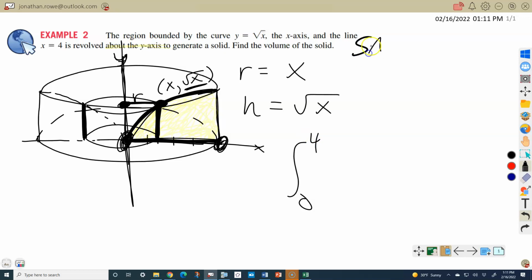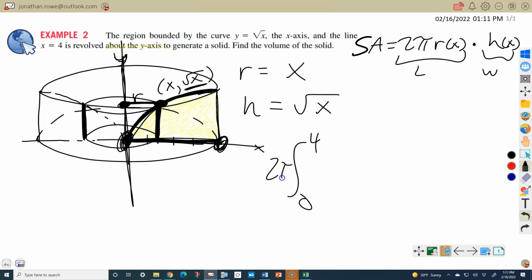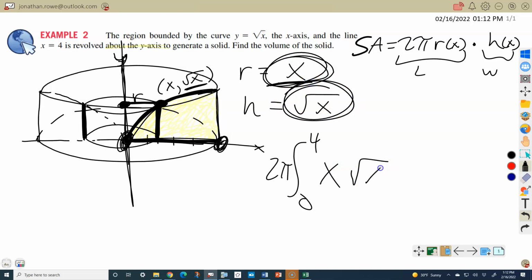Remember the surface area of that cylinder is 2 pi r as a function of x. It's like the length of the rectangle times the height as a function of x. That's like the width of the rectangle. Okay, so I'm going to go ahead and put my 2 pi outside of here, just because I can. And the radius is a function of x, it is x. And the height is a function of x, it is the square root of x. And that is the integral that I want to compute.